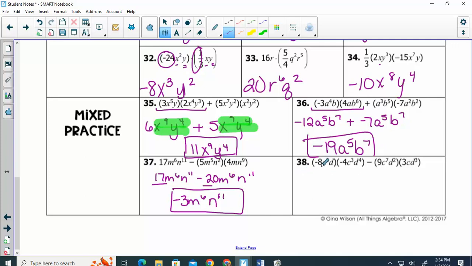And then 38, we get c to the 8, d to the 5th, minus 27 c to the 8th. So 32 minus 27 is 5. And the c to the 8, d to the 5th does not change.